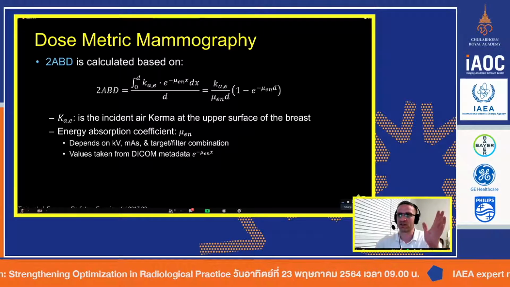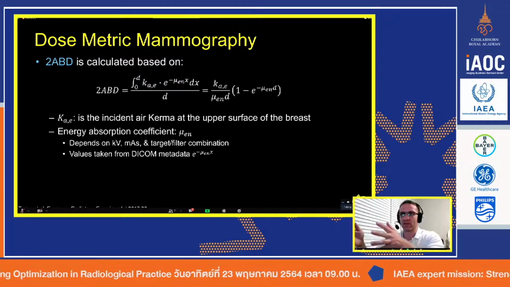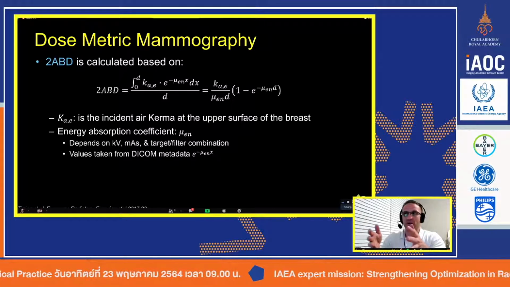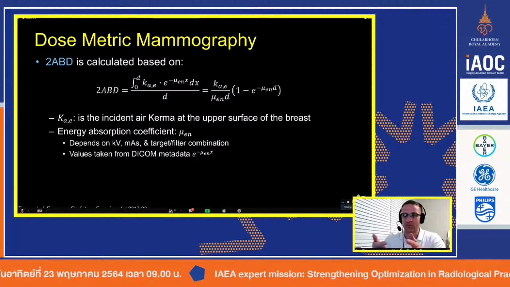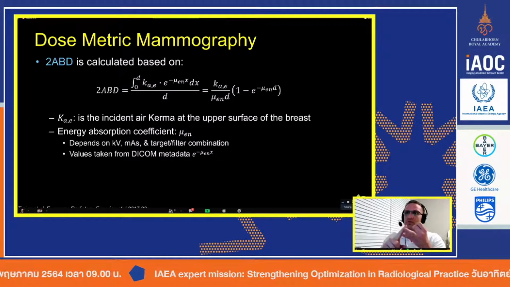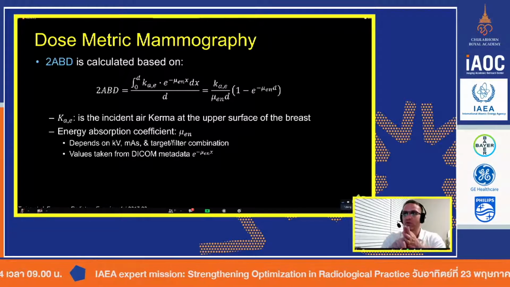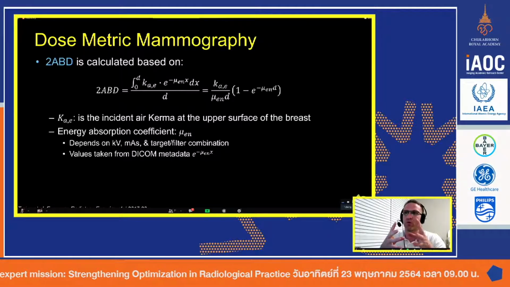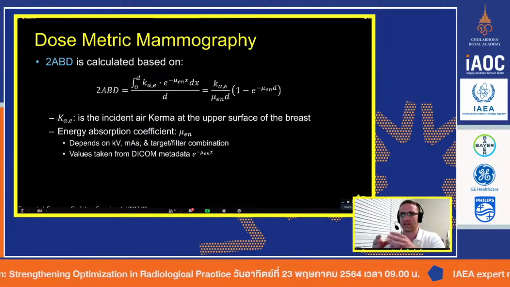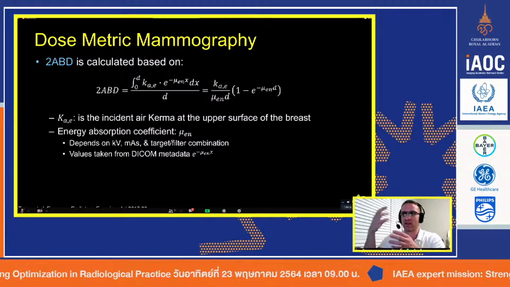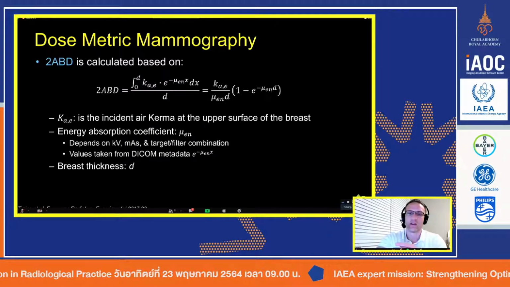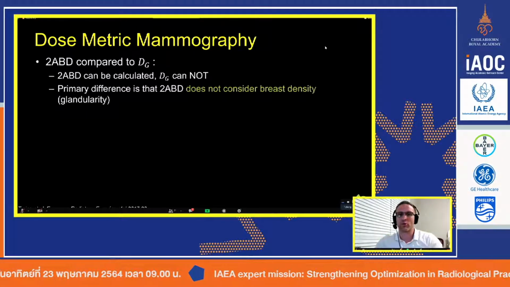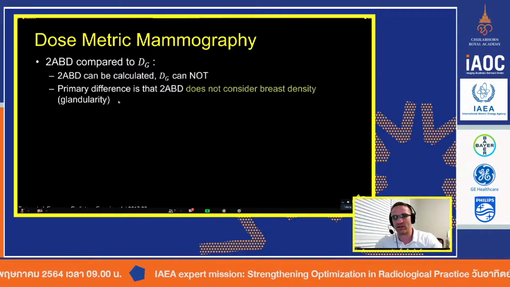The other process requires lots and lots of tables, which you can put in Excel spreadsheets. You can still do the calculations. I'm not saying you can't do those with Wu, Dance, Boone. We've been doing that for something like 30 years now. But this new 2ABD is more friendly for the way we image because all that data is collected in the DICOM header.